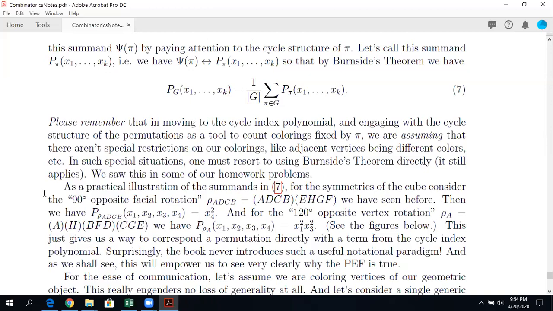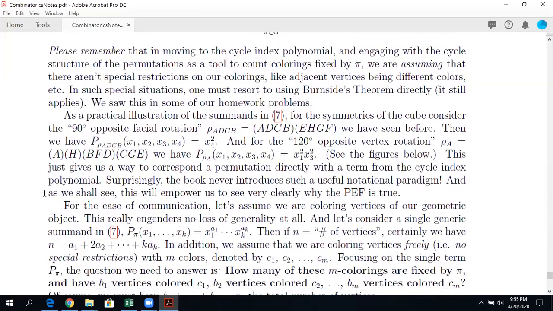Just so you know, when you start thinking about one vertex cycling into another one, all of that eliminates the possibility of putting any really specific restrictions on it, like what we had in some of our homework problems. So for those, you would just have to resort to using Burnside's theorem directly.